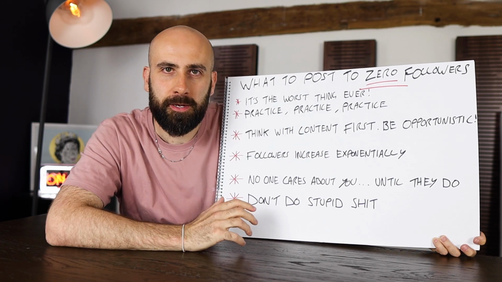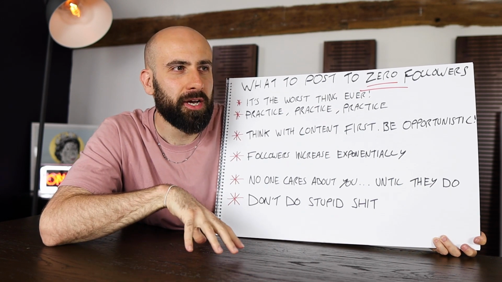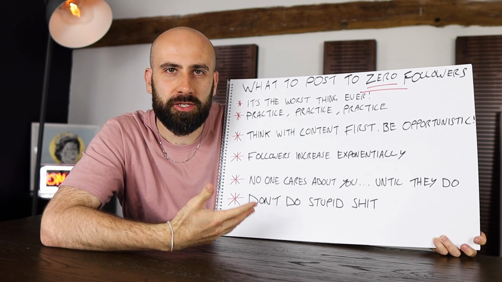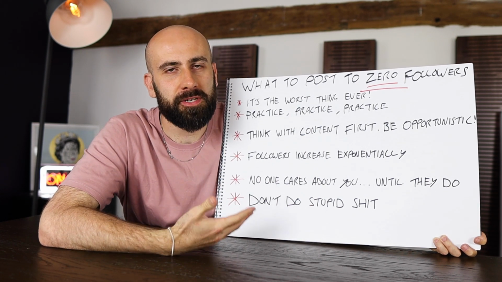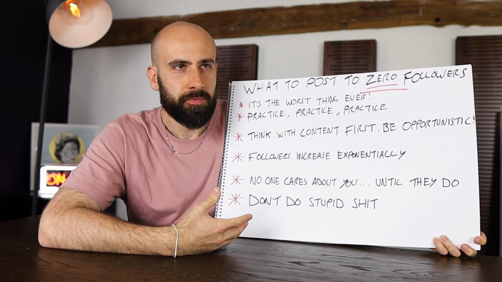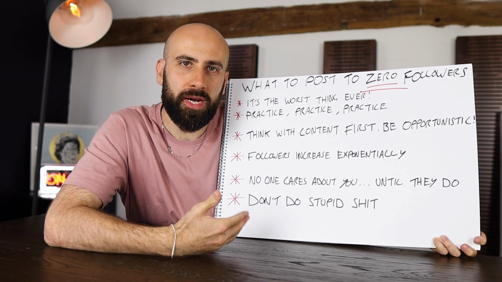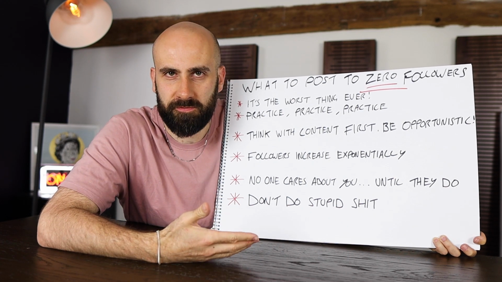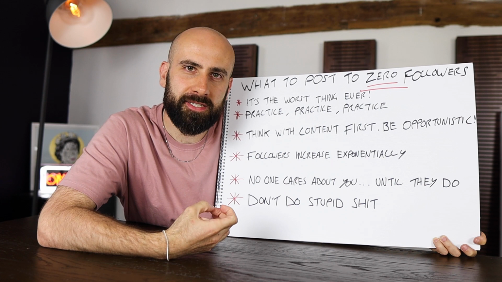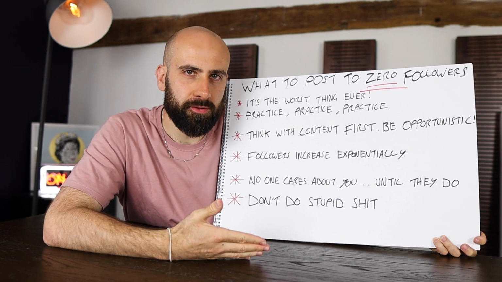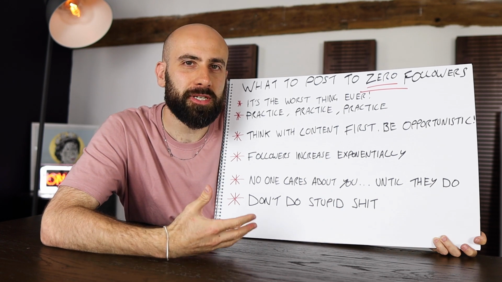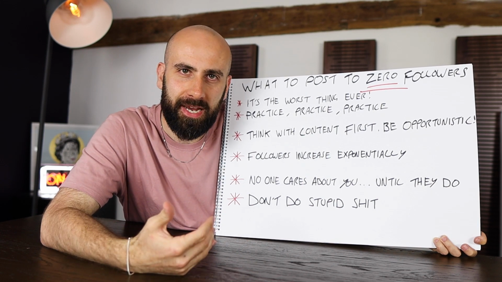So the first one is practice, practice, practice. Now, that is a cliche in every single skill, but it does apply to Instagram, and it often gets overlooked because what artists tend to do is want to wait until they've got a certain number of followers, and then they will start posting to those followers. But the problem is that when you do get those followers, you're not prepared and in practice in order to keep them there and keep them engaged.